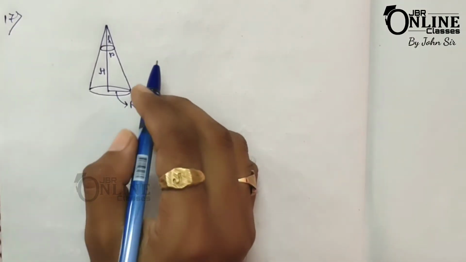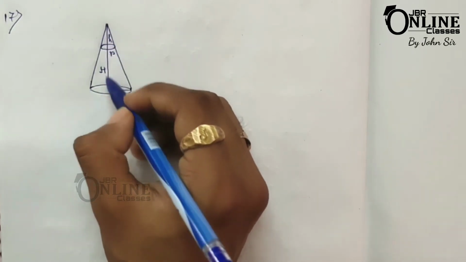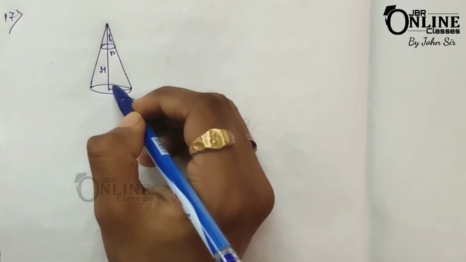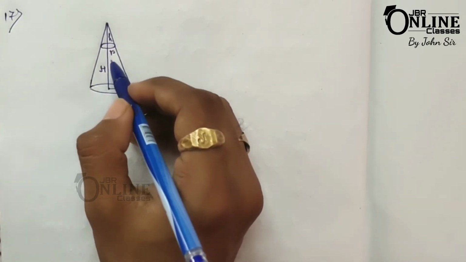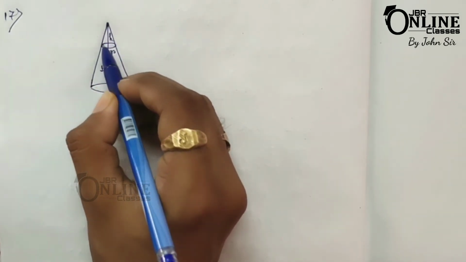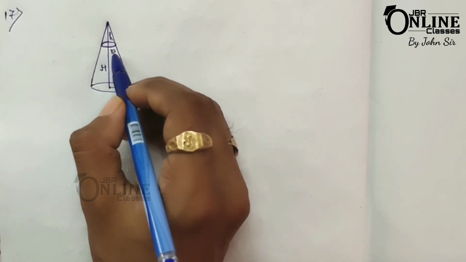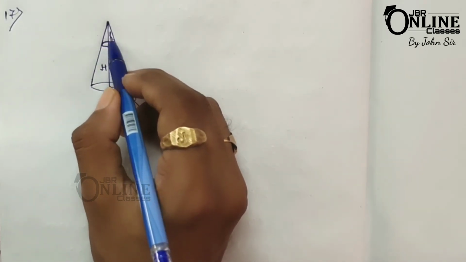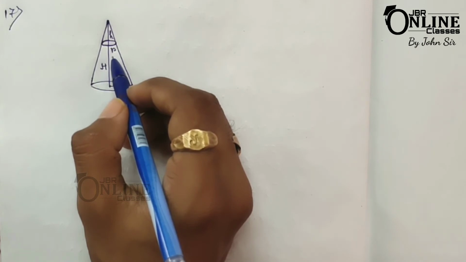Now sum number 17. The height of a cone is 30 centimeter. So this is the height of the cone. A small cone is cut off at the top by a plane parallel to its base. So this is the small cone, the upper portion, and the radius of the small cone equals small r and the height of the small cone equals small h. Now if its volume is 1 by 27 of the volume of the given cone, then at what height above the base is the section cut?